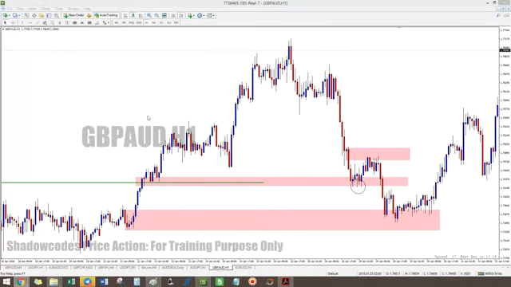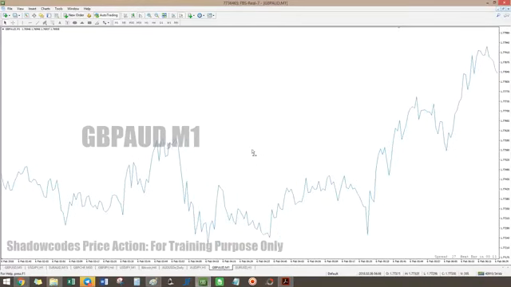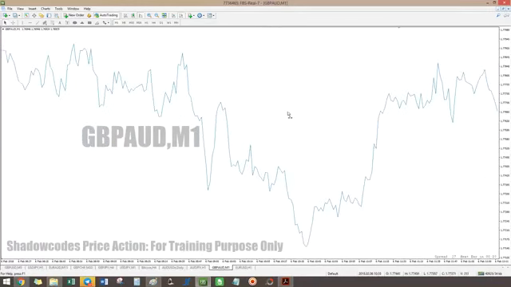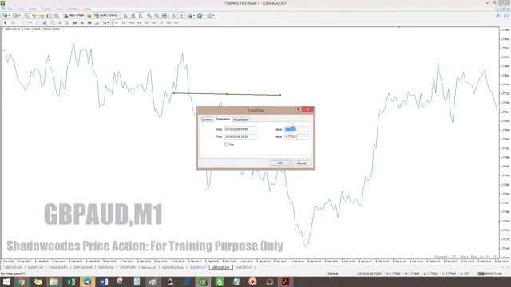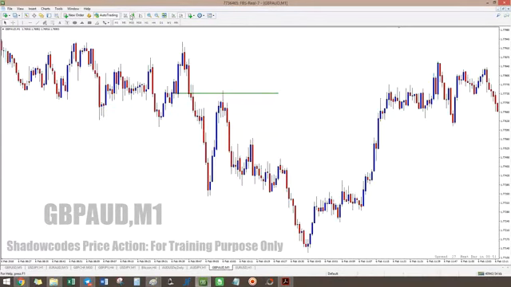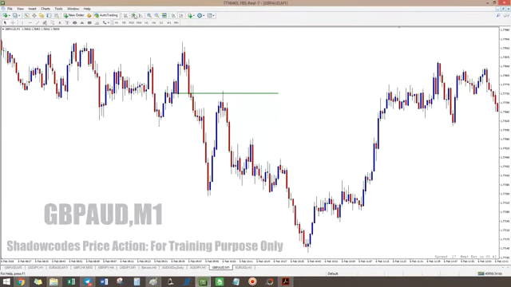Okay, on M1 actually you do not need to have a 2 support. You can just take a 1 support only. That one is just for example. Let me check. Okay, look, you can also take just 1 support. If you have 2 support, it's okay. But the goal is to have a support become resistance. Okay, look, support, break, resistance.